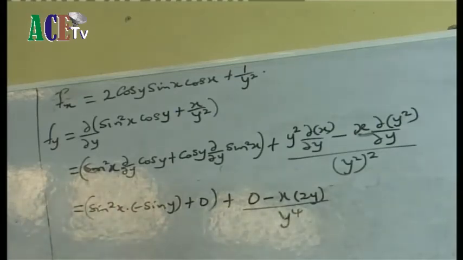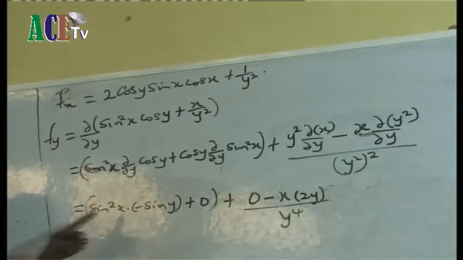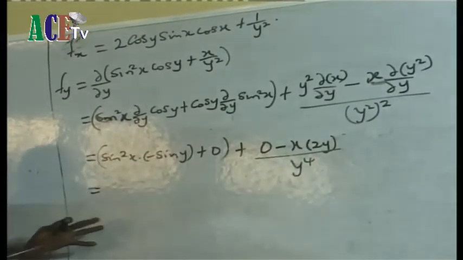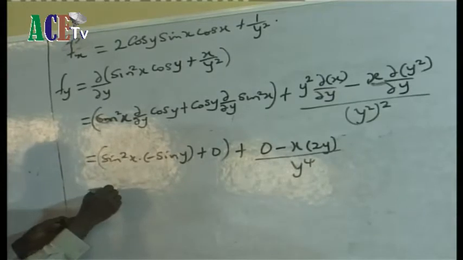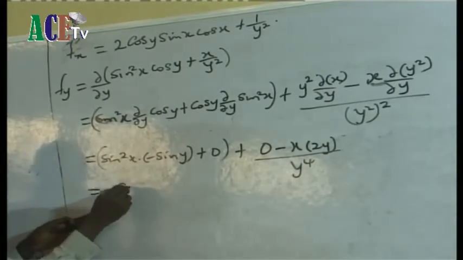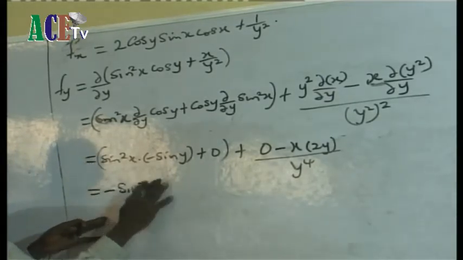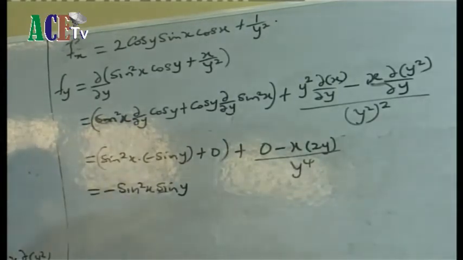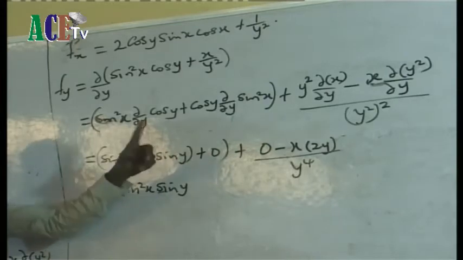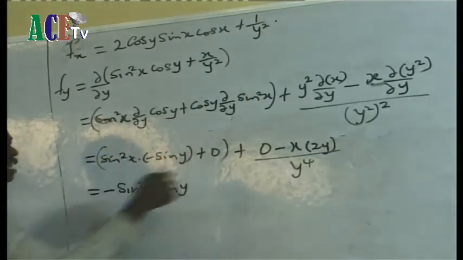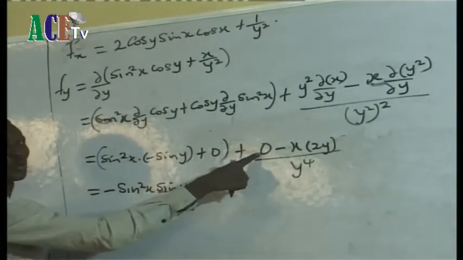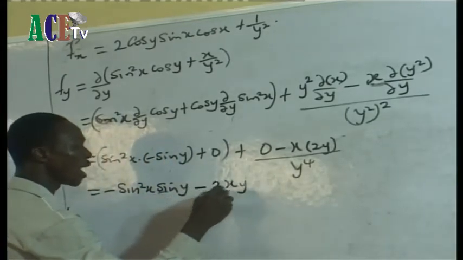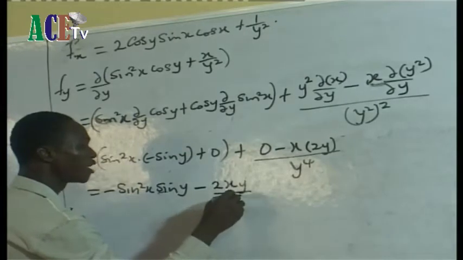Yes, from that angle, if I multiply this one, open the bracket, it doesn't give me any meaning. I'll get minus sine square x sine y minus sine square x sine y here. This one will be 0. This one will give us this. But look at this one, it will be 0. It does not give me minus 2xy over y raised to power 4.